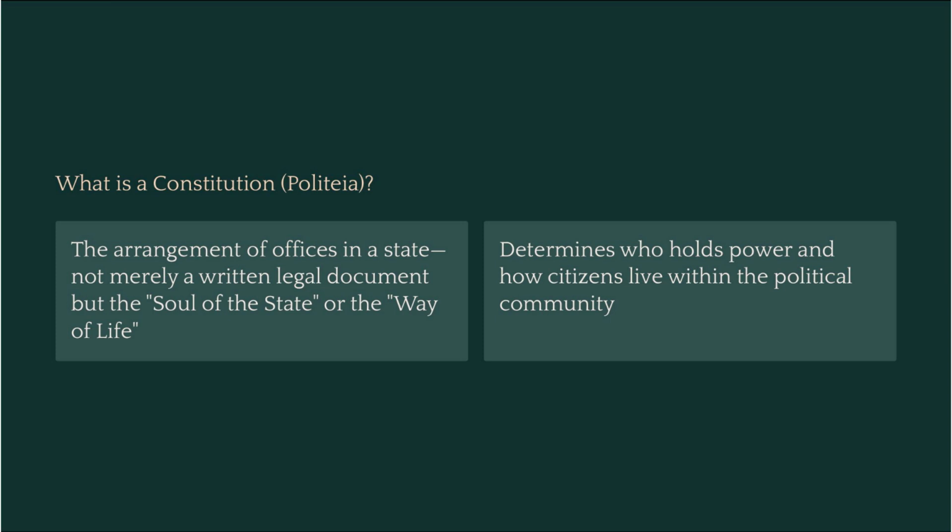First, we need to redefine what a constitution actually is. To us, it's a legal document, but to Aristotle, a constitution, or politeia, was something much deeper. It wasn't merely a written legal document. He saw it as the soul of the state, or the very way of life for that community. It determines two critical things: who holds the power, and crucially, how citizens live their daily lives within that political community. It's about the social structure, not just the laws.